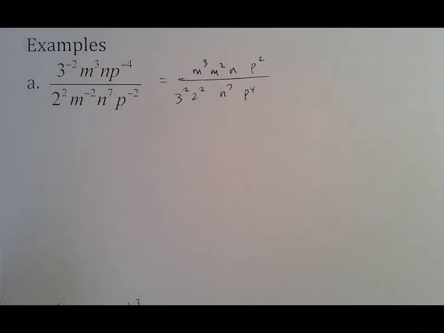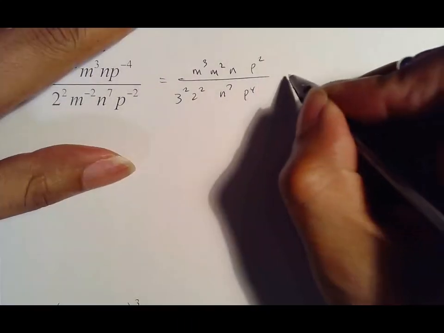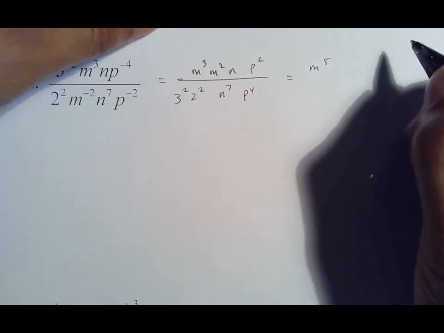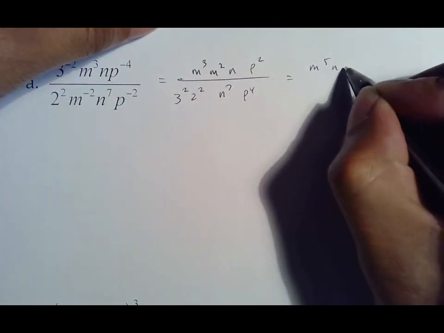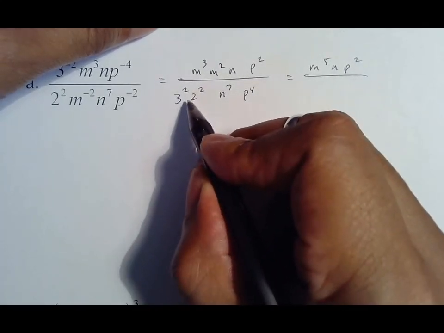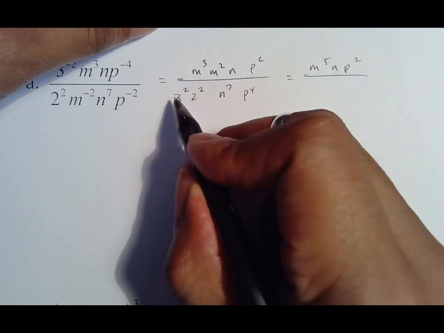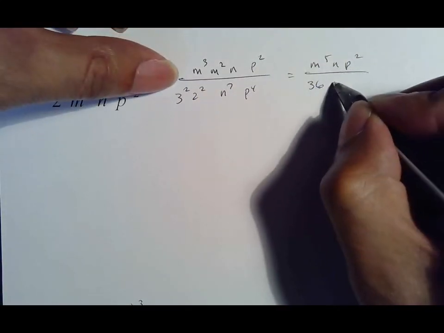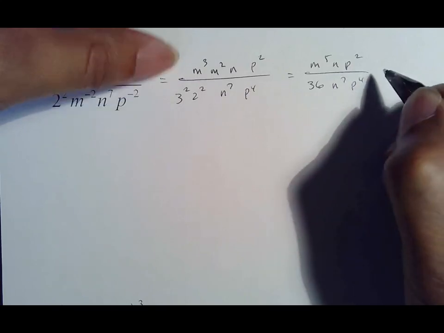Now let's put everything together. And what I mean by that is I'll put everything that's on top together with everything on top, everything on bottom together with everything that's on the bottom. So that means I have 3 plus 2, or 5 m's up top. 1 n, 2 p's. 3 squared turns into 9. 2 squared turns into 4. 9 times 4 gives me a 36. So I'm just simplifying this a little bit. N to the 7th, p to the 4th.